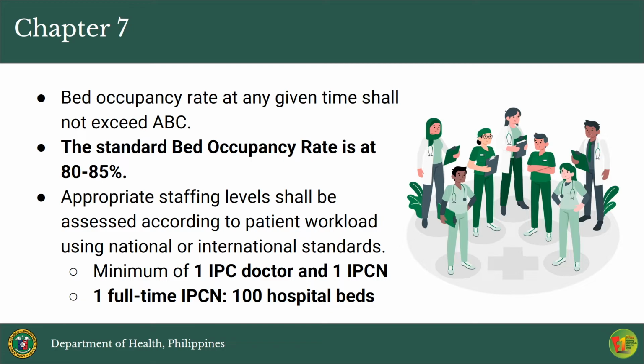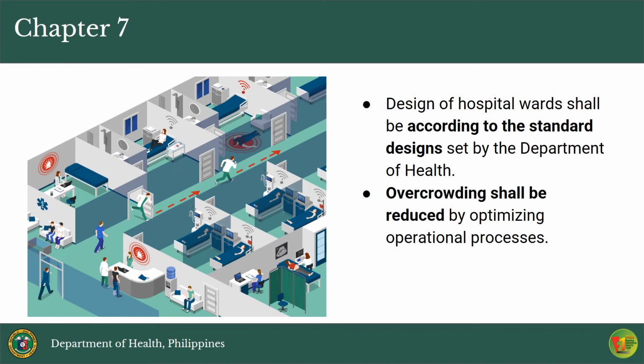Appropriate staffing levels shall be assessed according to patient workload using national or international standards. For hospitals, a minimum of 1 infection control doctor and 1 infection control nurse, with a ratio of at least 1 full-time infection control nurse for every 100 hospital beds. The design of hospital wards shall be according to the standard designs set by the Department of Health. Overcrowding shall be reduced by optimizing operational processes.